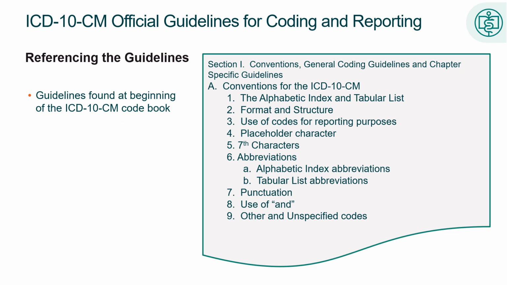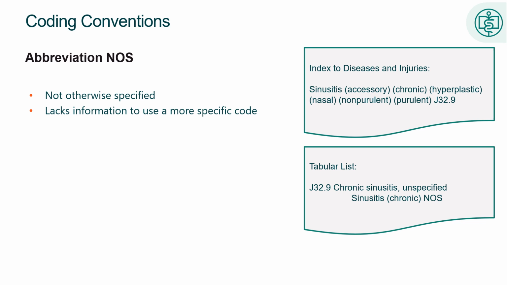The ICD-10-CM official guidelines for coding and reporting can be found at the beginning of your ICD-10 book. Section 1A talks about conventions, general coding guidance, and chapter-specific guidelines. An example of an instruction found in the coding conventions is the use of the abbreviation NOS. NOS means not otherwise specified. This is the equivalent of unspecified. Using this code means that you do not have enough information for a more specific diagnosis.